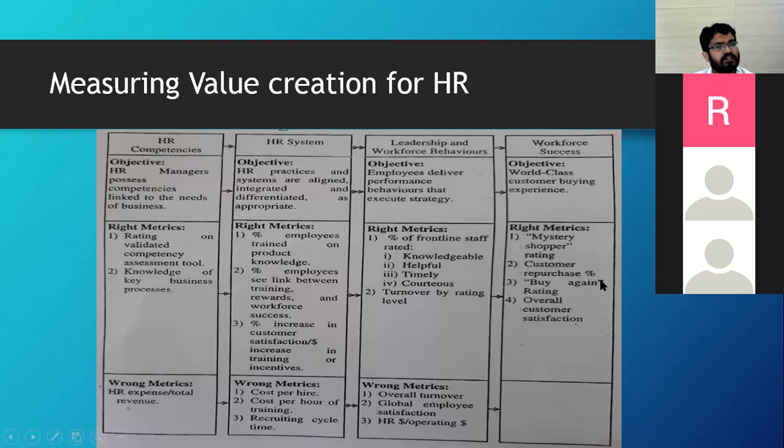Then customer repurchase percentage, buy again rating, and overall customer satisfaction. So this basically helps in understanding how successful your workforce is in getting the customers or in satisfying the customers. So these are the various systems where value is created, or it is measured using various metrics. This is just an example for you.